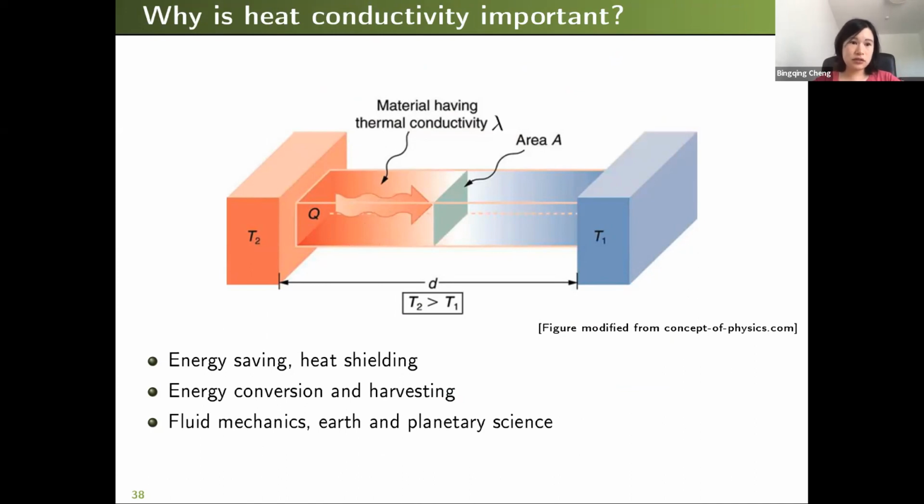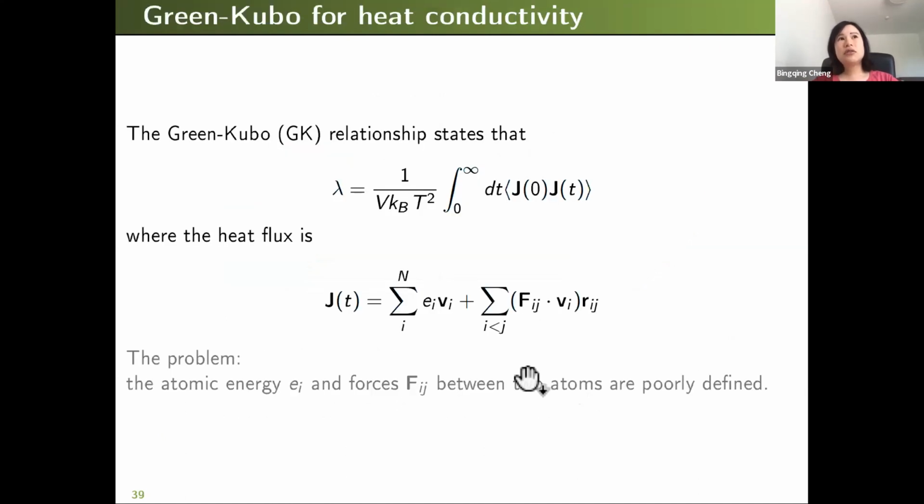And of course, this is a fundamental metric that is relevant in a number of processes, such as fluid dynamics and the modeling of energy systems and so on and so forth. Now, the traditional way of computing the heat conductivity uses the Green-Kubo relationship. So the Green-Kubo relationship is basically by integrating the autocorrelation function of heat flux.